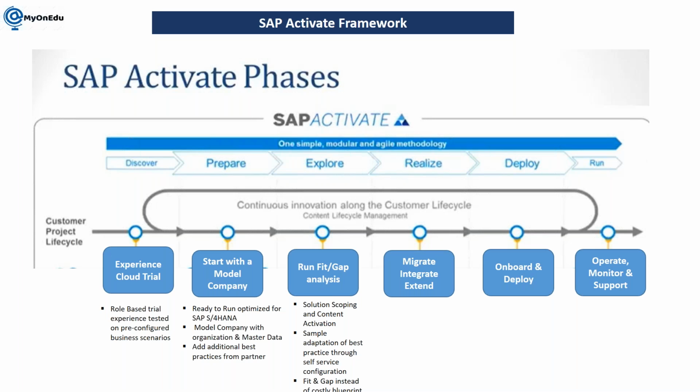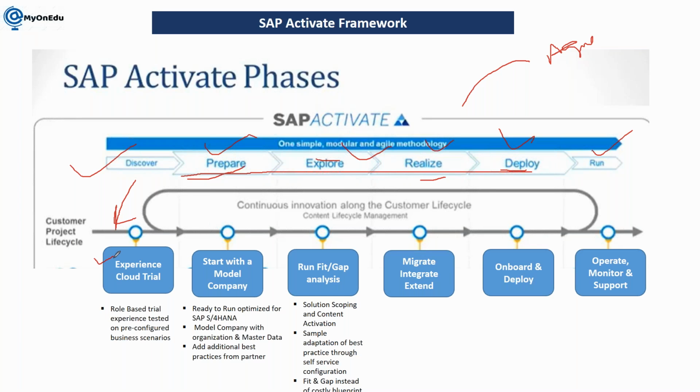The phases of Activate methodology are prepare, explore, realize, and deploy. These are the 4 phases. Because this methodology is derived from agile, in agile we have one more phase, discover, and in the last we have run. With Activate, we used to call only prepare, explore, realize, and deploy. But as we are deriving it, sometimes in interviews they ask what is the discover phase, what is the run phase.